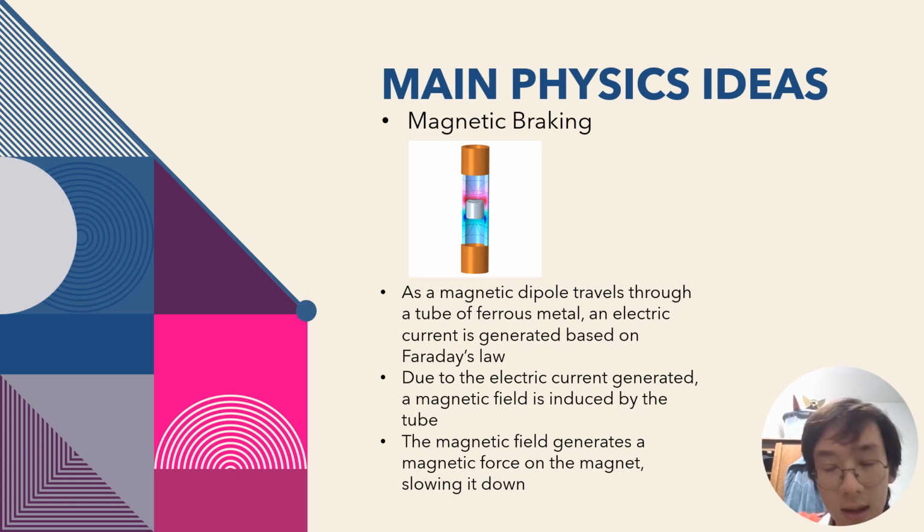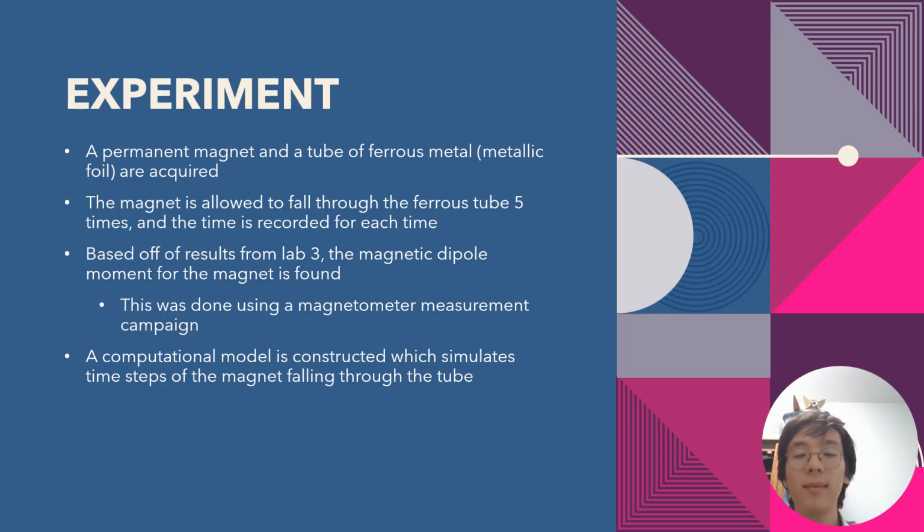Magnetic braking is a result of Faraday's law. As a magnetic dipole travels through a tube of ferrous metal, an electric current is generated. The electric current generates a magnetic field, and that magnetic field will then generate a magnetic force on the magnet. As a result, it will slow down that magnet. It will act in the opposite direction of whatever force is moving that magnet, which is typically gravity. So to test this out, we conducted an experiment and a code.